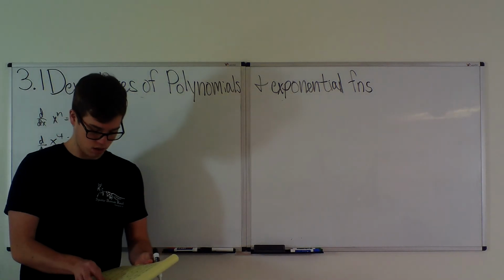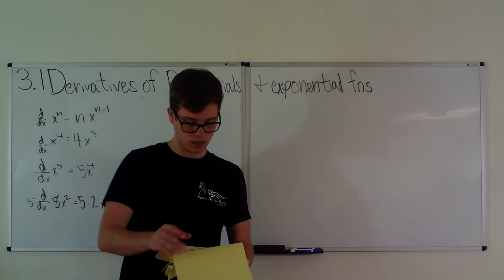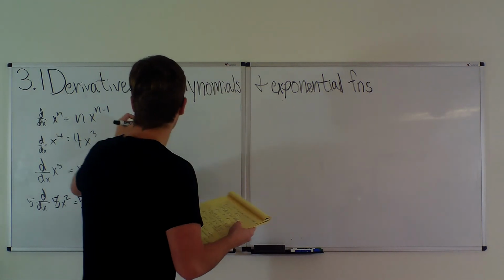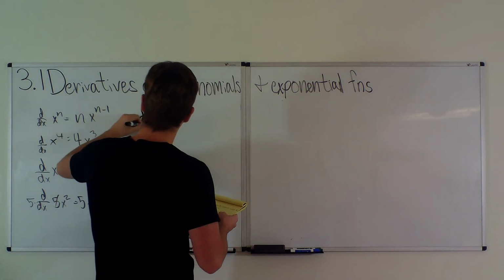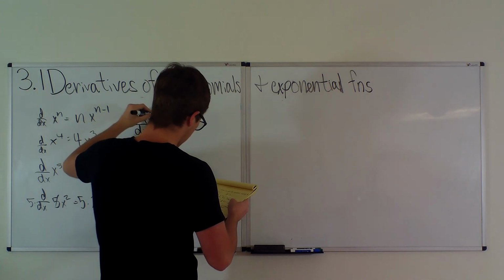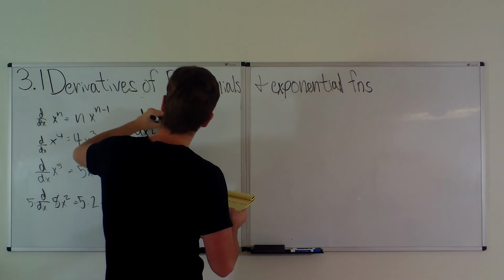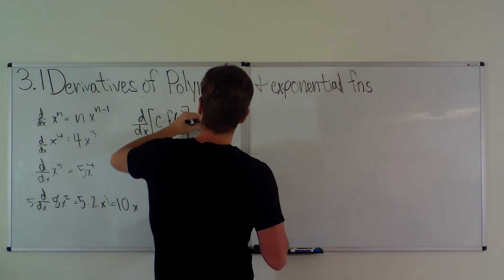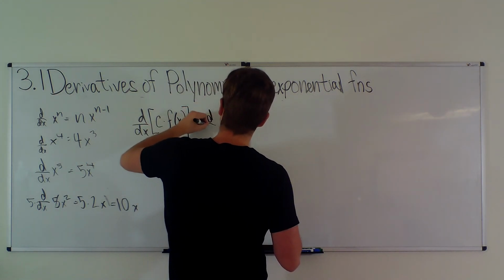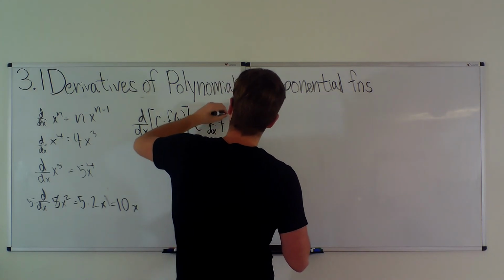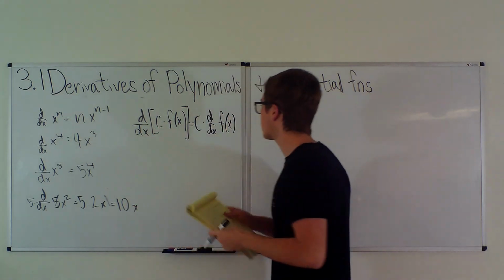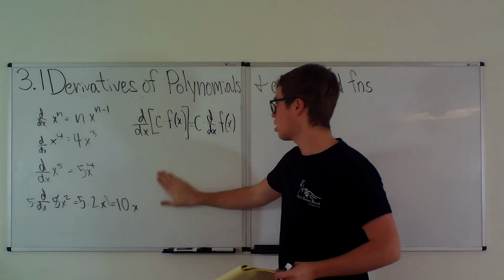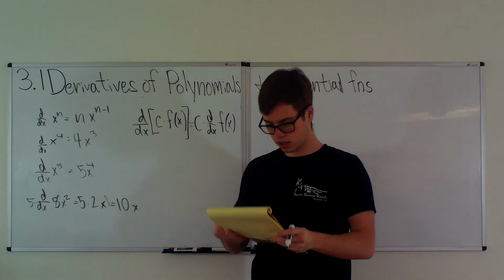So from that, we get an identity that states that d dx of c times f of x is equal to c times d dx of f of x. Alright, so that's pretty simple. That makes it a lot easier. We don't really have to deal with constants.